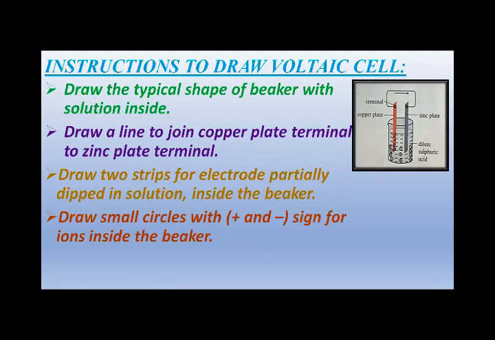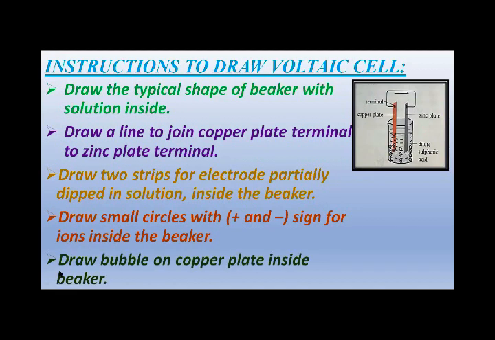Okay, so the next one is draw small circles with positive and negative signs for the ions inside the beaker. You will give the positive and negative signs to show them in the form of ions. Okay, draw bubbles on the copper plate inside the beaker. Remember, students, you will draw some bubbles on the copper plate. Why will we draw it? Because at the end of the reaction, the zinc plate will completely dissolve inside the acid. So you will show the bubbles on the copper plate. Okay, I hope it is clear, students.